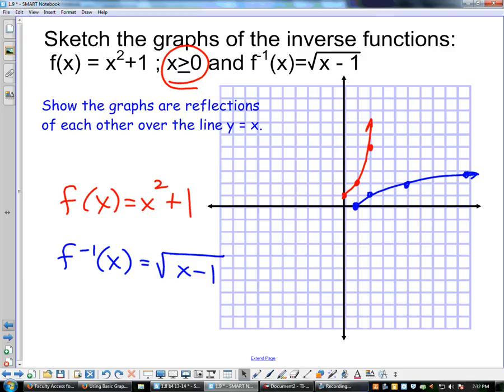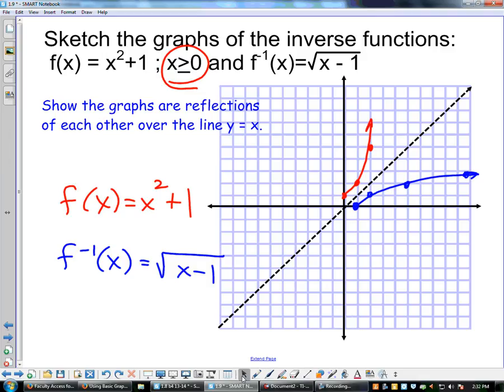What do you notice about these two functions and their graphs in their relationship to each other? They're reflected. They're reflected over what, though? Y equals x. Thank you, John. They're reflected over the line y equals x, which is this line right here. Do you see that these are mirror images of each other over that line?